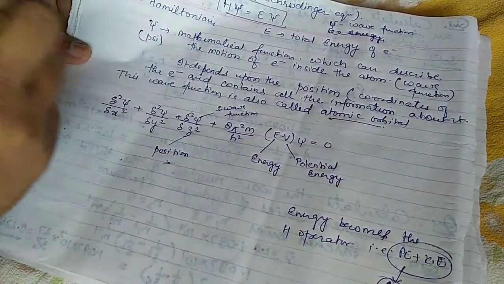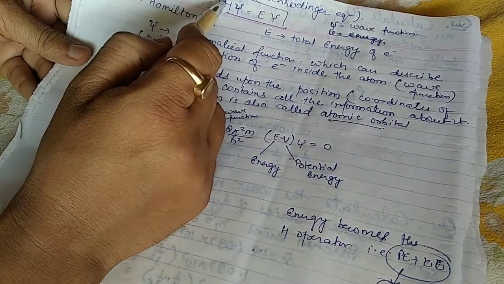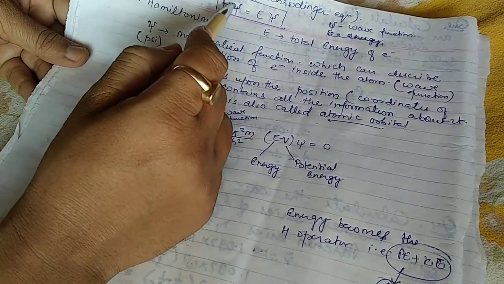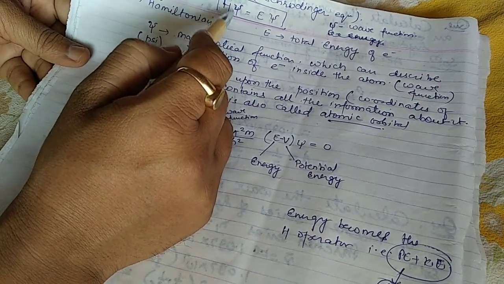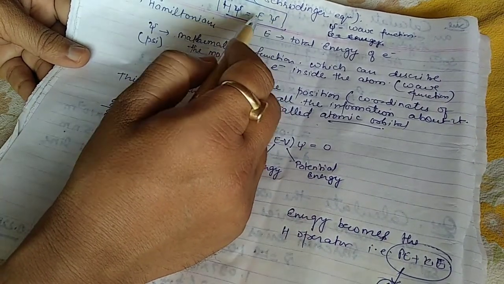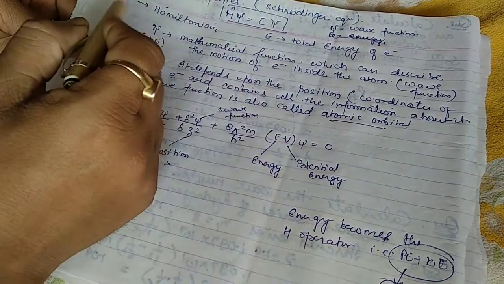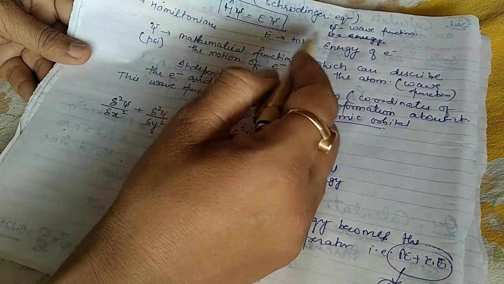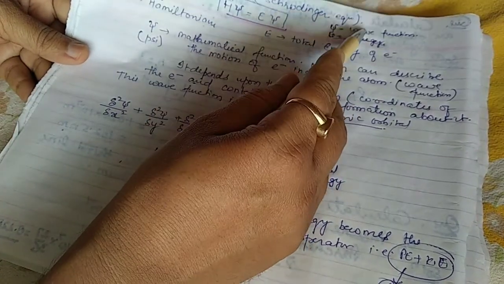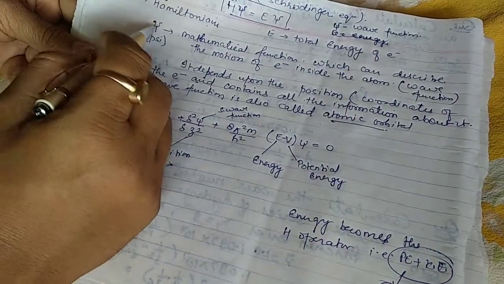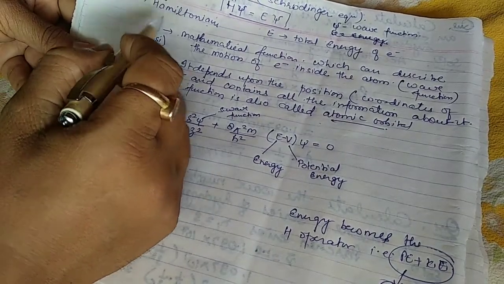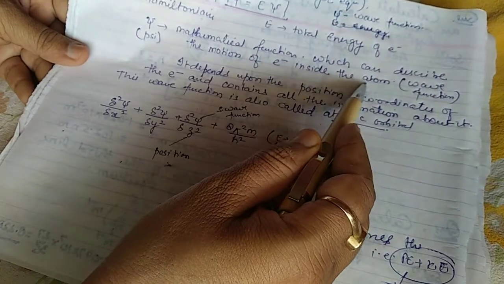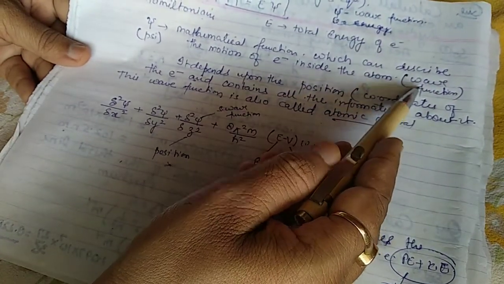What is the Schrödinger equation? It is Hψ = Eψ. This H is the Hamiltonian, not psi. The symbol H, the Hamiltonian, times psi is equal to E psi. E is the total energy, and psi is the wave function. So what is psi? Psi is a mathematical function which can describe the motion of the electron inside the atom. That is the wave function.